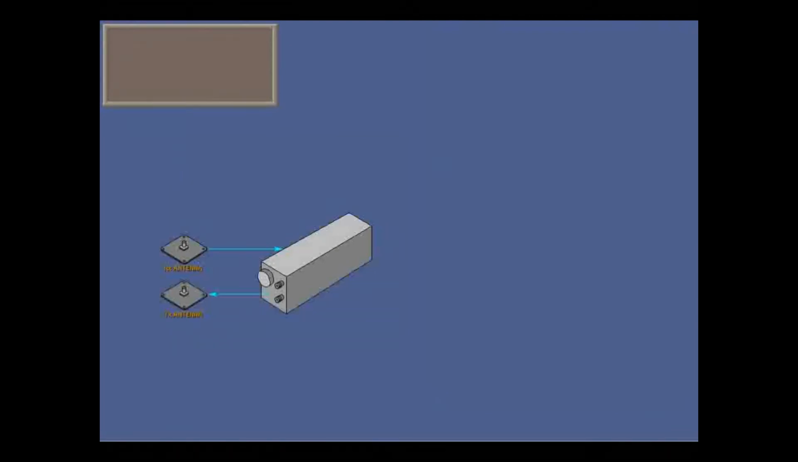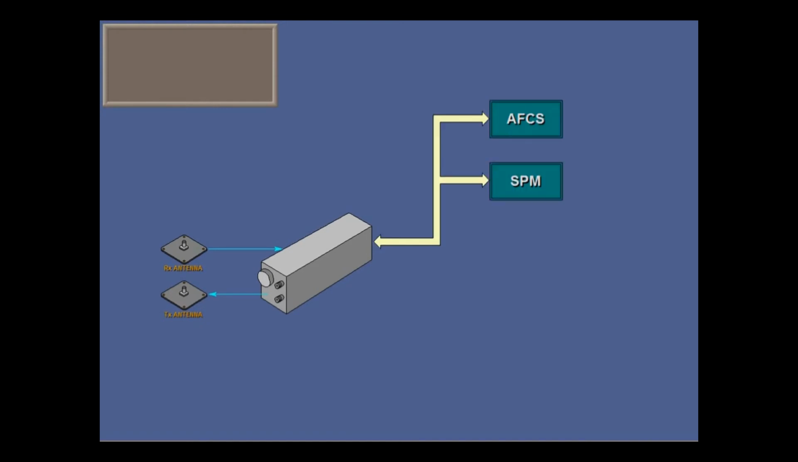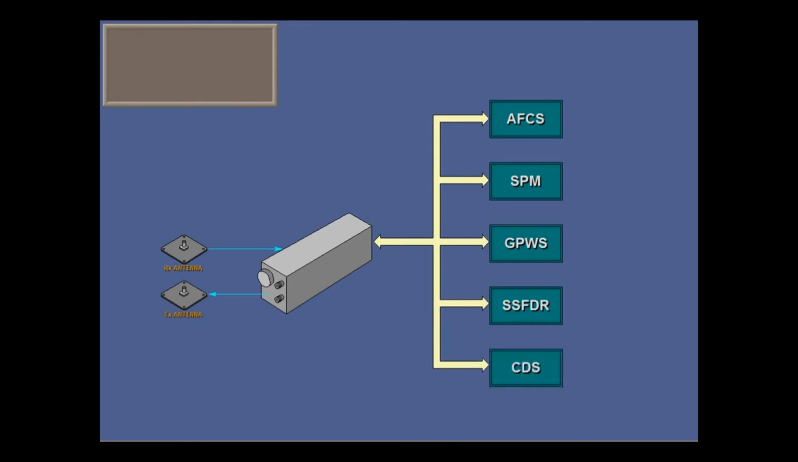The radio altimeter receivers RA1 and 2 function independently and automatically to calculate the above ground level altitude for use by the AFCS system, the stall protection modules, and the ground proximity warning system, as well as recording radio altitude on the flight data recorder and on the maintenance central diagnostic system.